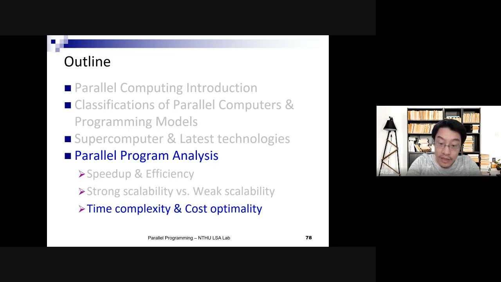So lastly, we will talk about how to analyze the algorithm complexity for a parallel program. You should already know how to do that for sequential code. And now we will see how it is slightly different for a parallel program.